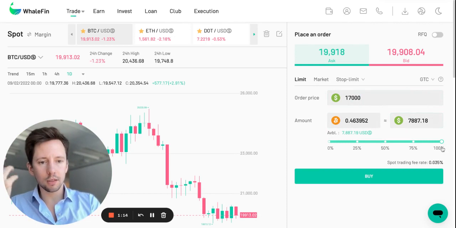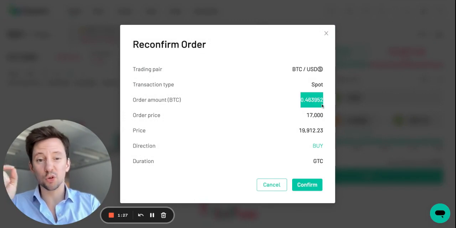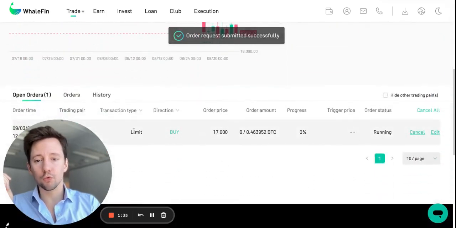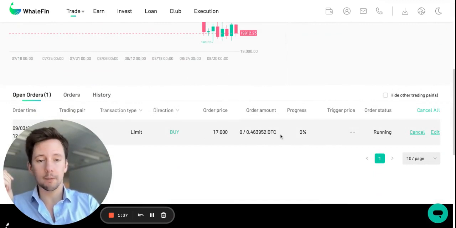You choose an amount. Let's say you want to use all the US dollar you have on the platform, so 7,887. Click buy. You've got a good till cancel buy order at a limit price of 17,000, which is equivalent to 0.463 Bitcoin spot. Click confirm. Sure enough, you scroll down and you can see that you've got a running limit buy order at 17,000 for that amount of Bitcoin.